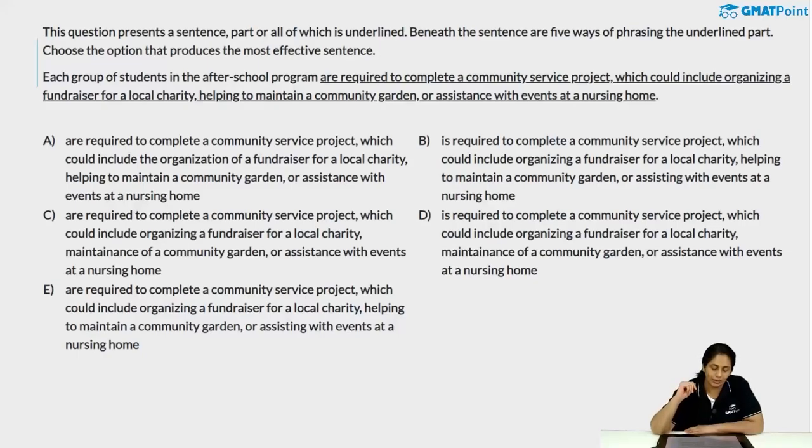See, whenever a list is given, automatically your brain should say that, yeah, this is about parallel structure and parallelism. And there is also an option between "is" and "are". So if you take a look at the split as such, you have "is" given for two options and "are" given for two options. So let us first make the decision between "is" and "are". "Is" is the singular form of the verb, and "are" is the plural form. Who is being described? Each group of students is required or are required.